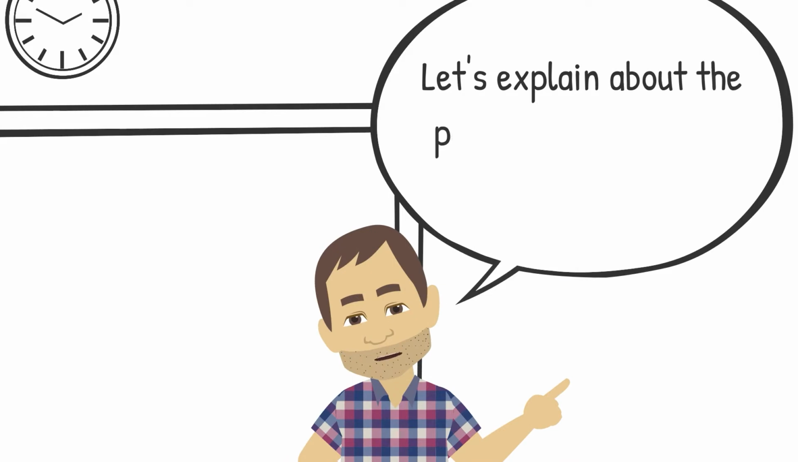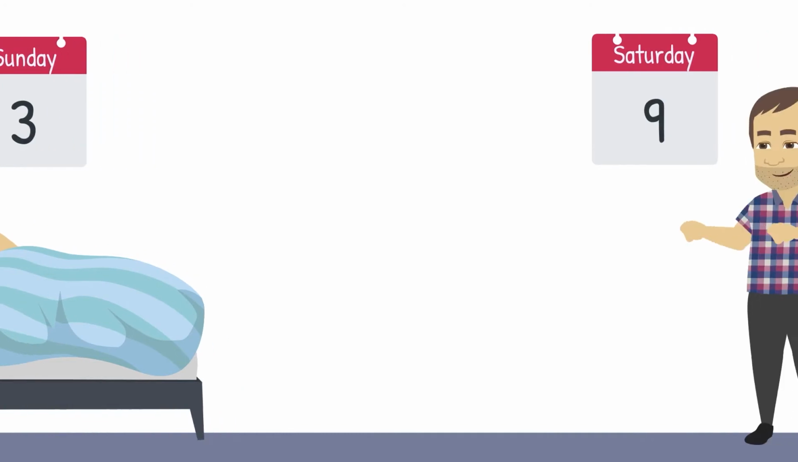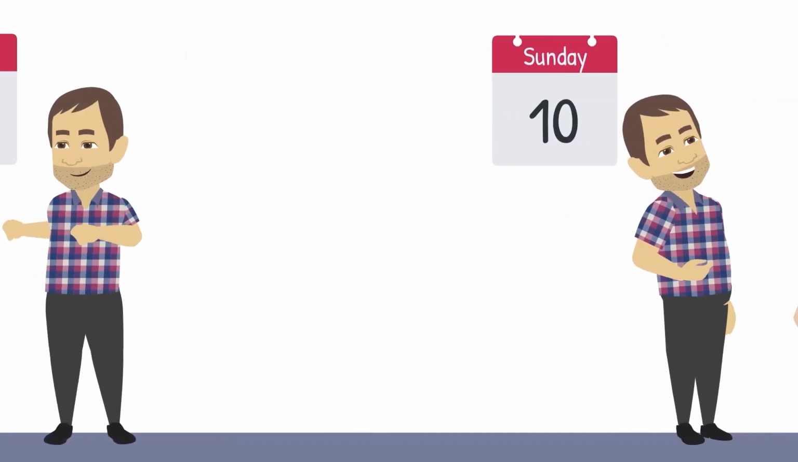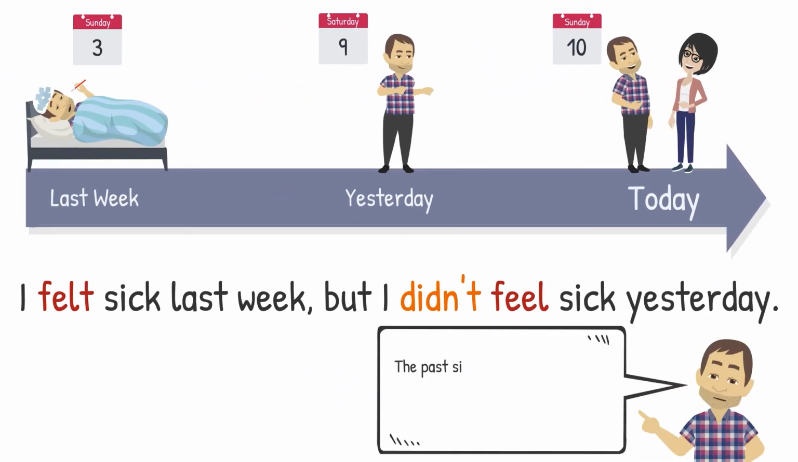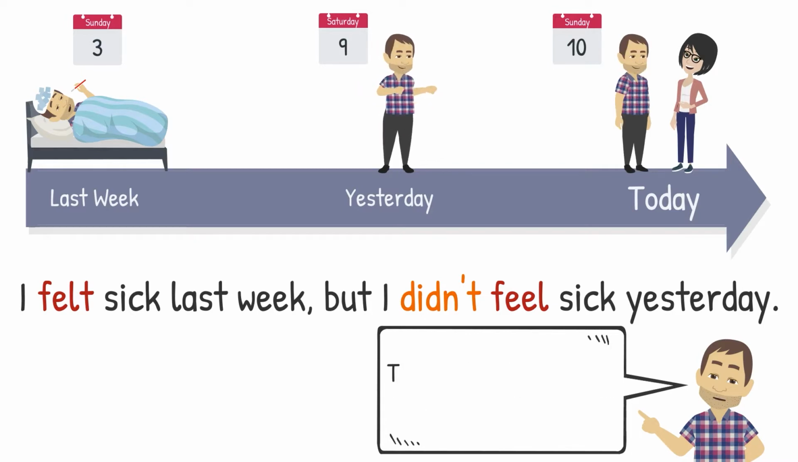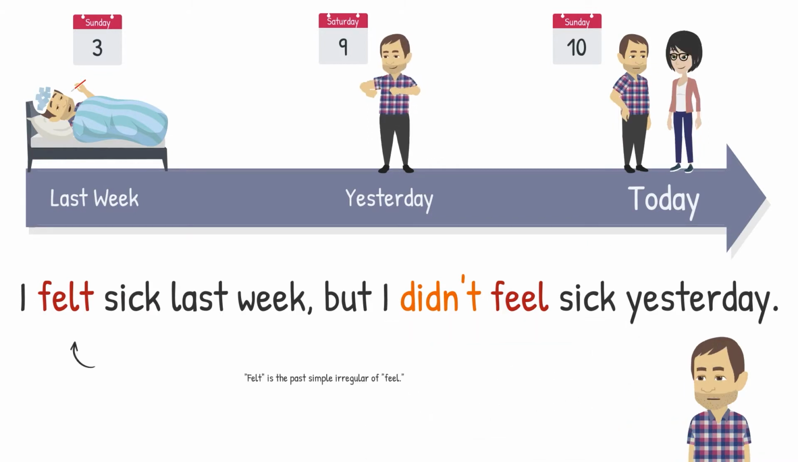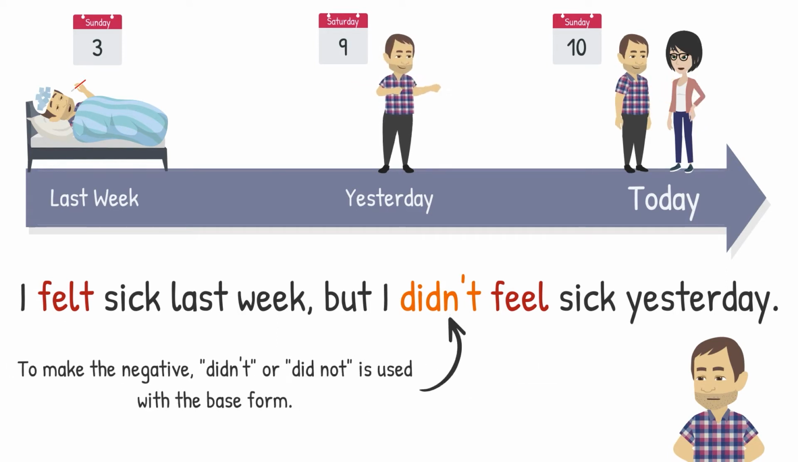Let's explain about the past simple negative through an example. The past simple negative uses did not or the contraction didn't with the base form of the main verb. The main verb is not put into the past simple. Felt is the past simple irregular of feel. To make the negative, didn't or did not is used with the base form.